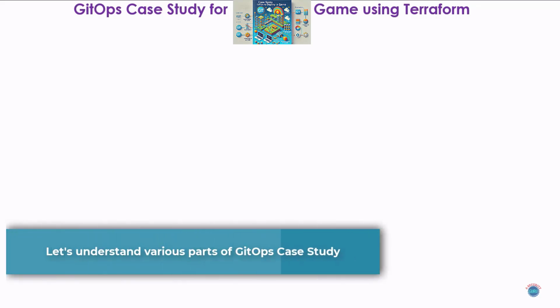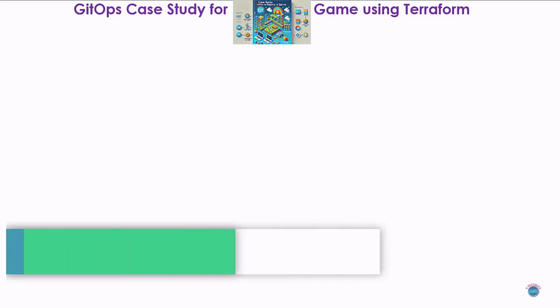In this lecture, we are going to understand the individual parts of the GitOps case study that we are implementing for Mario game using Terraform. So let's jump into the action and understand each step of this GitOps case study.